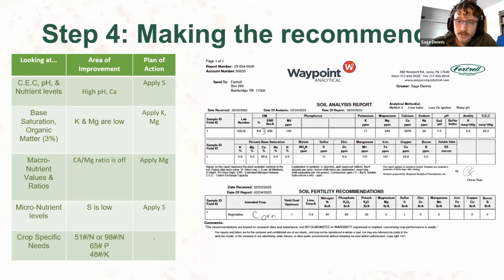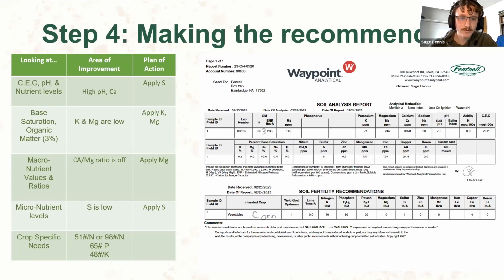You have your micronutrient levels, where the only thing that is an issue is going to be my sulfur level, or the farmer's sulfur level. And that's very common. You're either going to have low sulfur levels, low boron levels, both, or you're most likely in some type of situation where there is no potential for runoff, such as a greenhouse, because nutrient buildup is very common. And then lastly is going to be your crop specific needs. And we just did that math. We need 51 to 98 pounds of nitrogen, 65 pounds of phosphorus, and 48 pounds of potassium. How do we figure that out though?